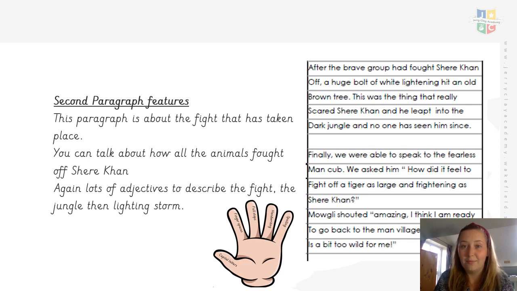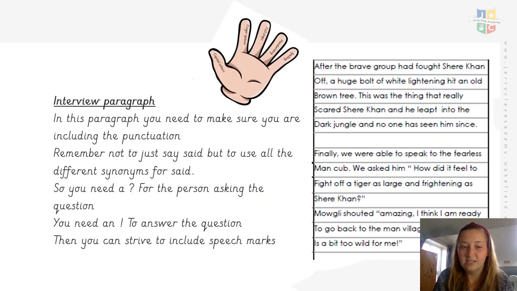Remember to introduce it with a time adverbial. That will really kick off the amazing paragraph I know you're about to write. Okay, so now we're on to our interview paragraph, and this is just like your last one, but I would advise you to interview Mowgli this time, because he's the main star of our newspaper article, isn't he? So, like we said before, you need to make sure you've either got a question mark when you're asking the question, or an exclamation mark because they're really excited to tell you what's happened. Remember not to just say said. You need to make sure you're using all your amazing synonyms that you thought of last week, and also lots of adjectives to describe.